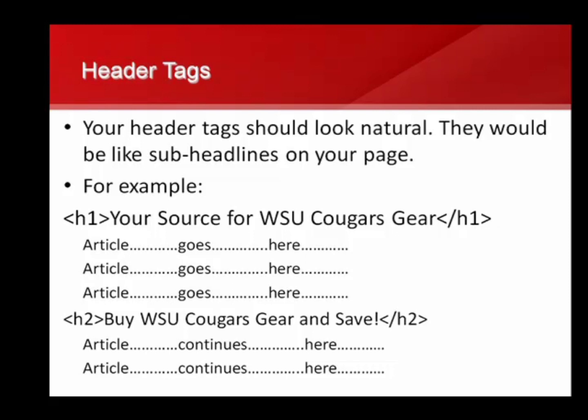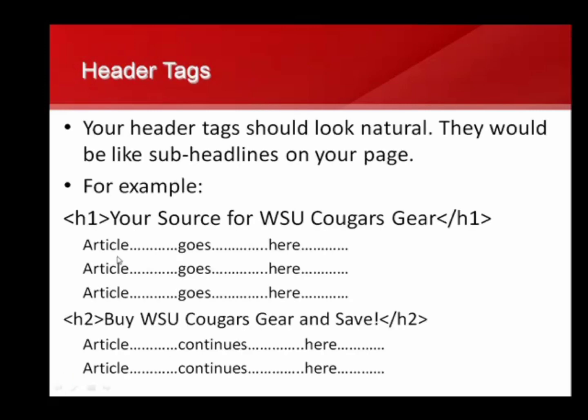So your source for WSU Cougars gear. Your article would go here, so there's your article, and you have a short couple paragraphs to start off your article. And then you also hit them with another little subheadline: Buy WSU Cougars gear and save. So it gets the keyword phrase in there one more time, but this time it goes inside the H2 tag. And so then your article continues there, and you don't have to use all 6 of them. You could only use 1, or you could use 2, or you could use 3, or whatever you want within that article, but it kind of breaks it up.